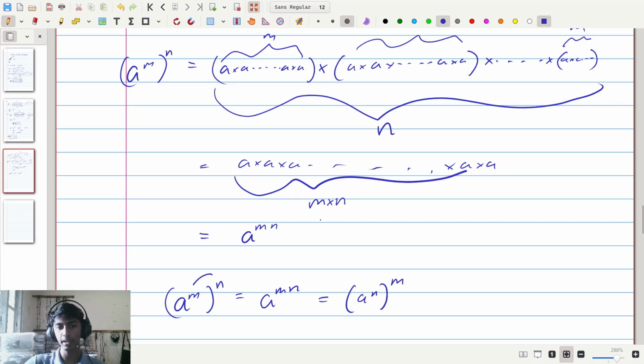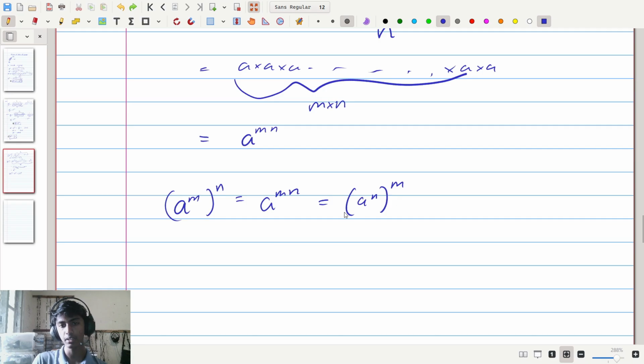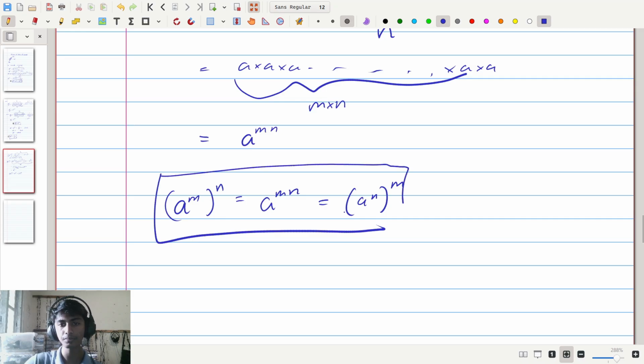Can you see what I did there? I just swapped these two. Swapping these two or simply writing them as a product does nothing. It's the same exact value. So a to the m to the power of n is equal to a to the mn is equal to a to the n to the power of m. We're going to write this as another thing. This is true, and this is an index rule. You can use this thing when you're solving your problems. You can very quickly just multiply the two powers together.